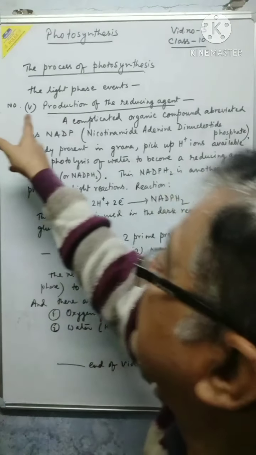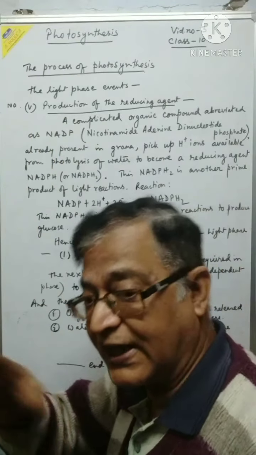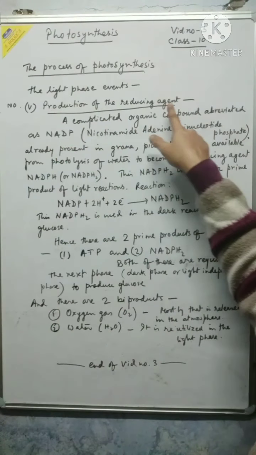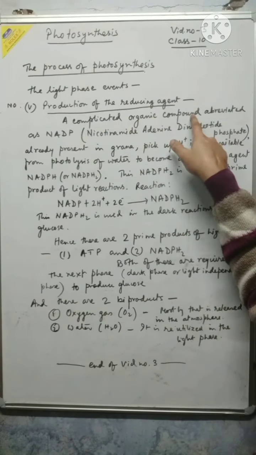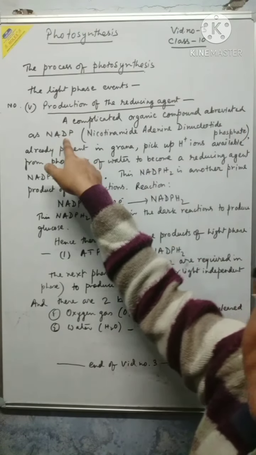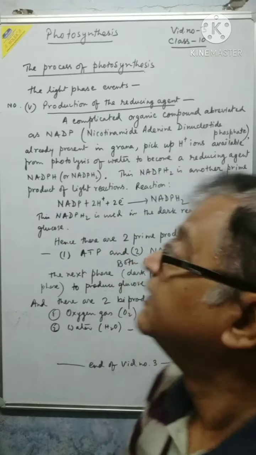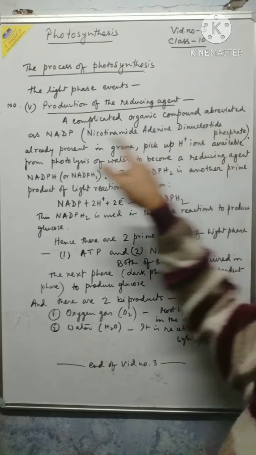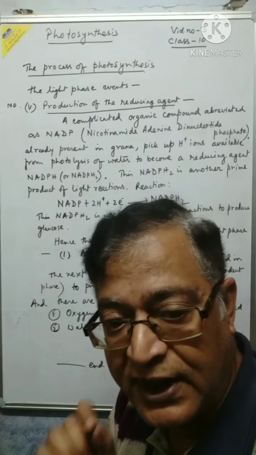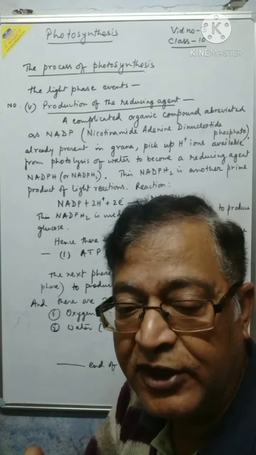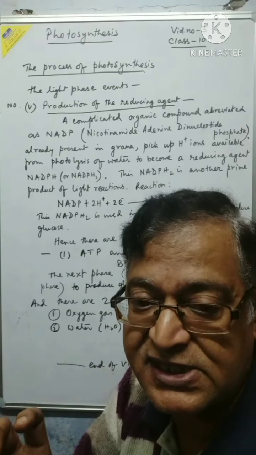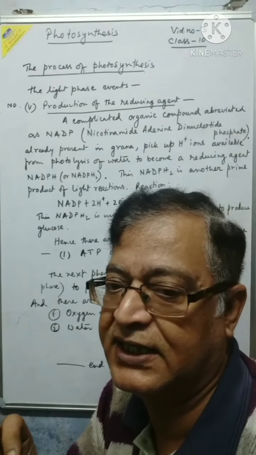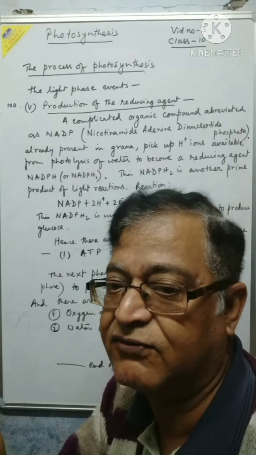Let us see event number 5. Though it is not taking place at last of the other events, it is taking place simultaneously. Production of reducing agent: a complicated organic compound abbreviated as NADP. The full form of NADP is nicotinamide adenine dinucleotide phosphate. Please remember this very carefully because this is repeatedly asked in different questions. Write the full form of NADP.